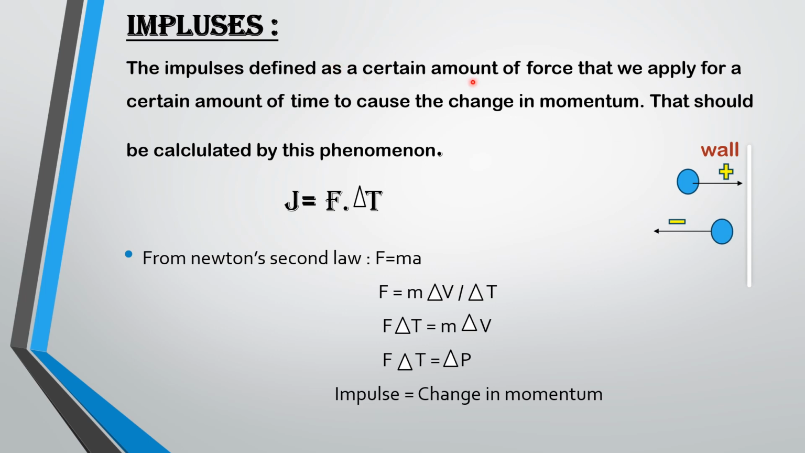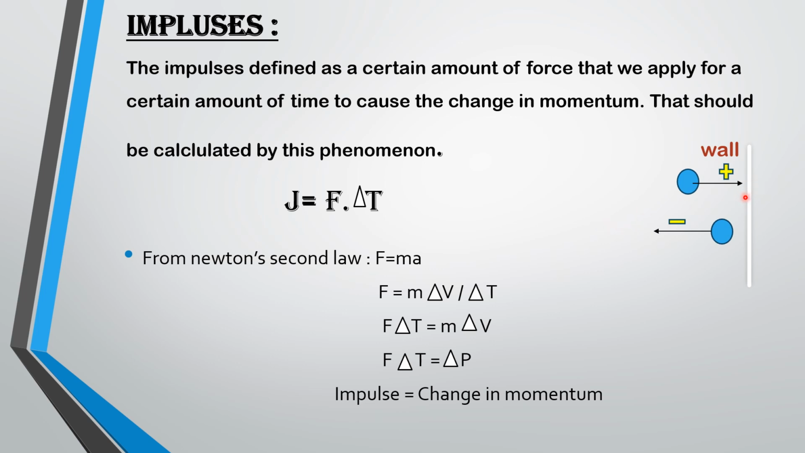Impulse is defined as a certain amount of force that we apply for a certain amount of time to cause a change in momentum. That can be calculated by this phenomenon. Consider a ball hitting a wall, coming back to its original state. After hitting, the wall hits it back.